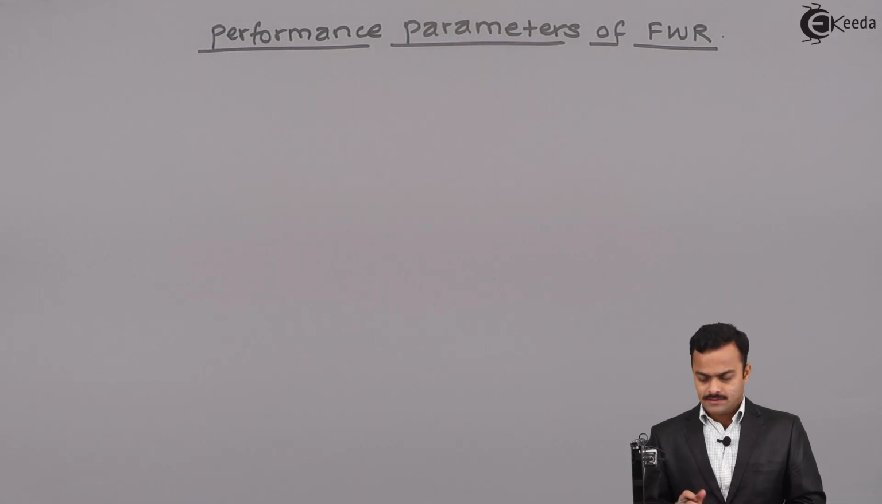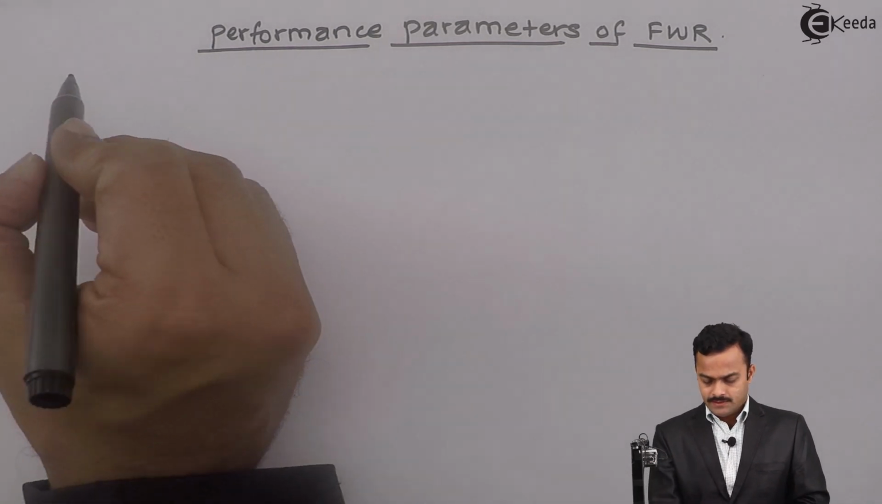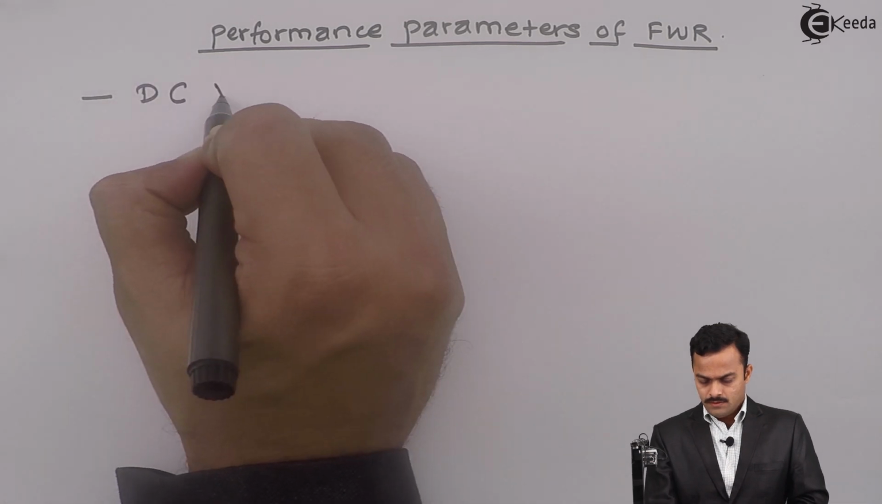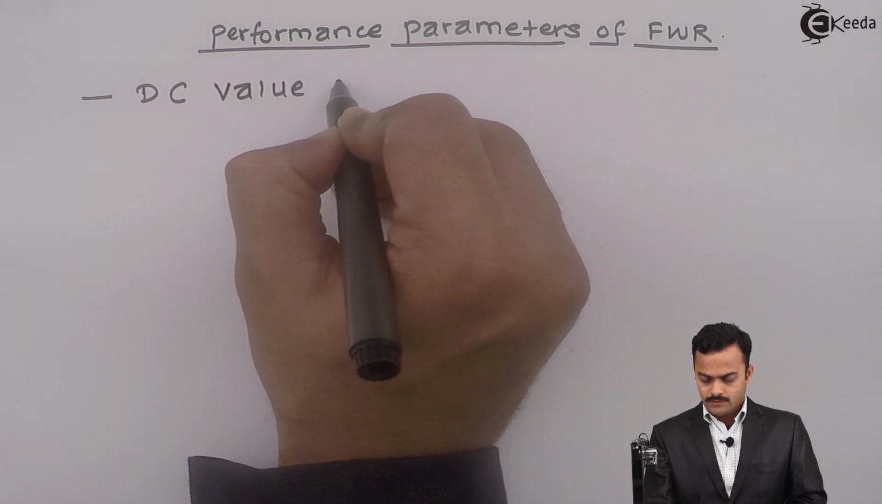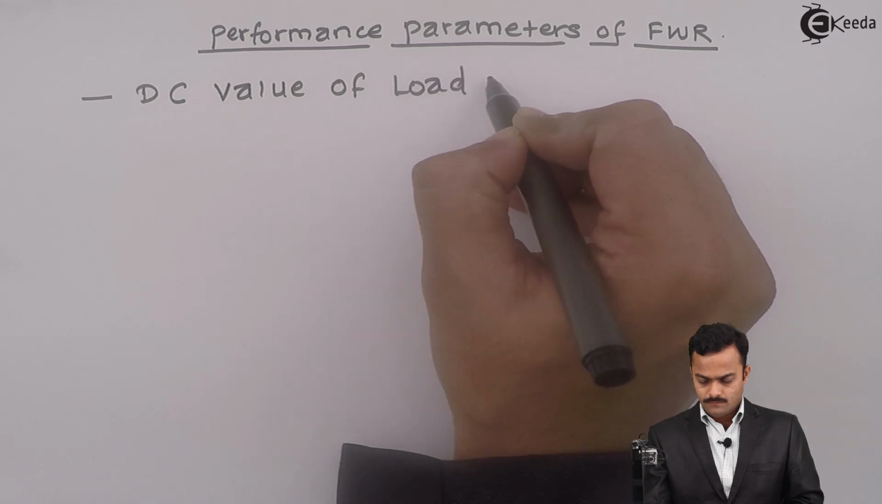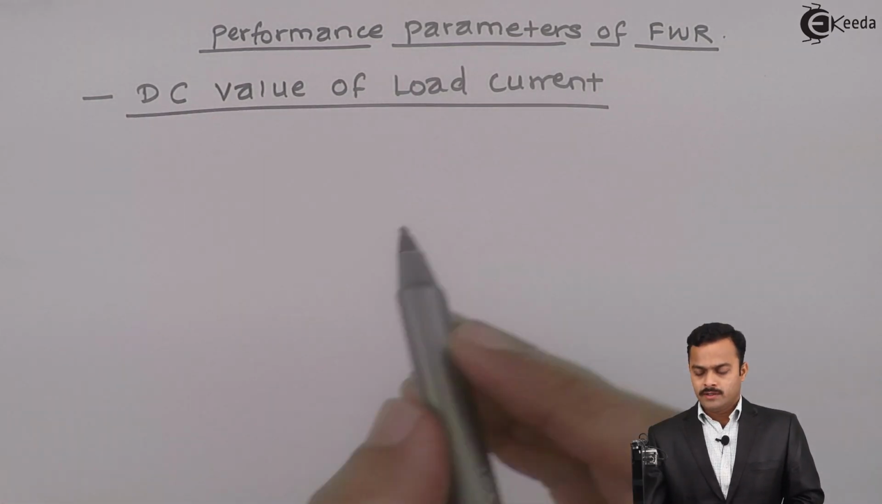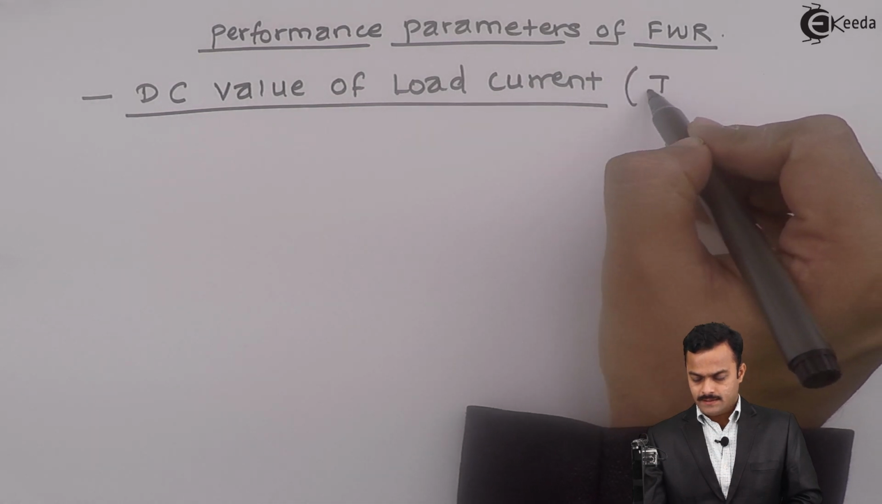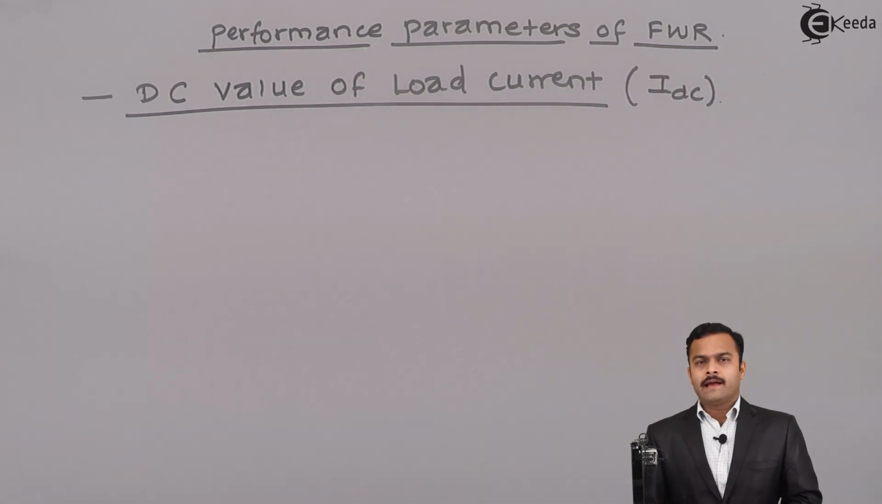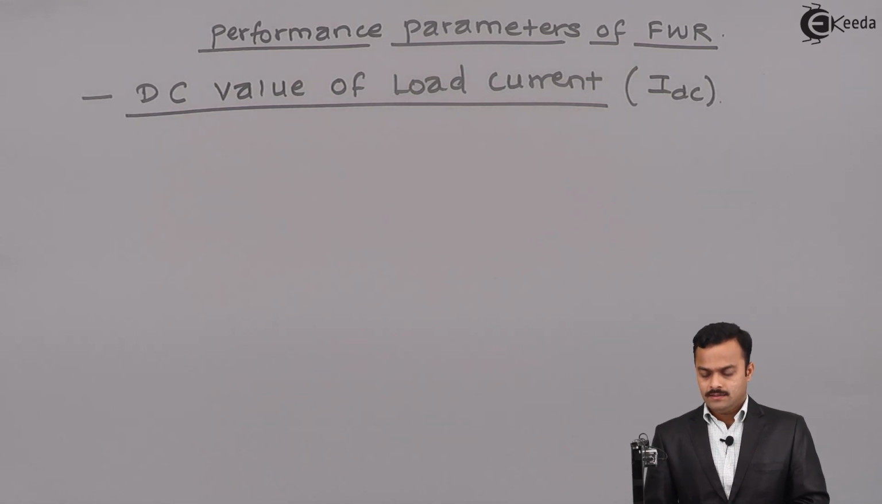So the first parameter is DC value of load current, which we will denote as IDC. It is the average value of a load current flowing through load resistance RL.